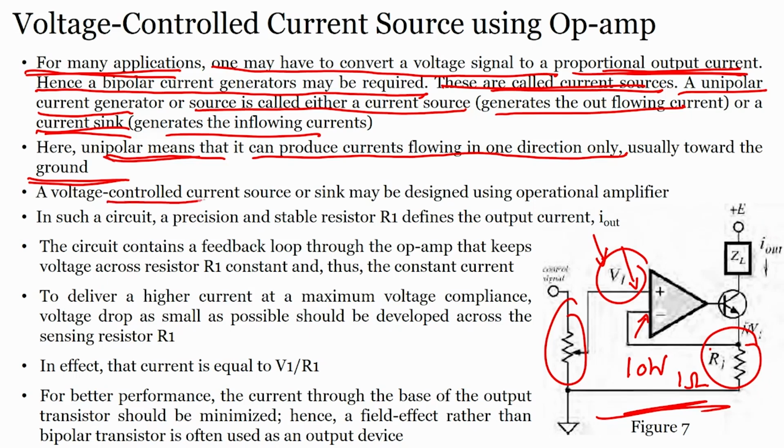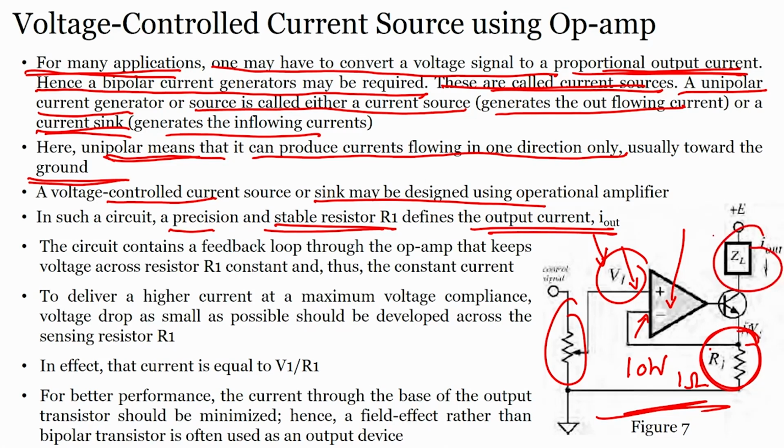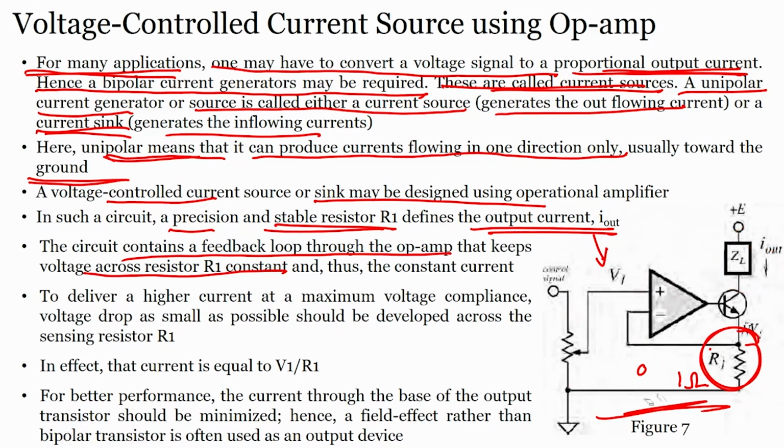A voltage control current source or sink may be designed using an operational amplifier. This is nothing but your operational amplifier. In such a circuit, a precision and stable resistor R1 defines the output current I out. This stable resistor R1 defines the output current I out. The circuit contains a feedback loop through the op amp that keeps the voltage across R1 constant.